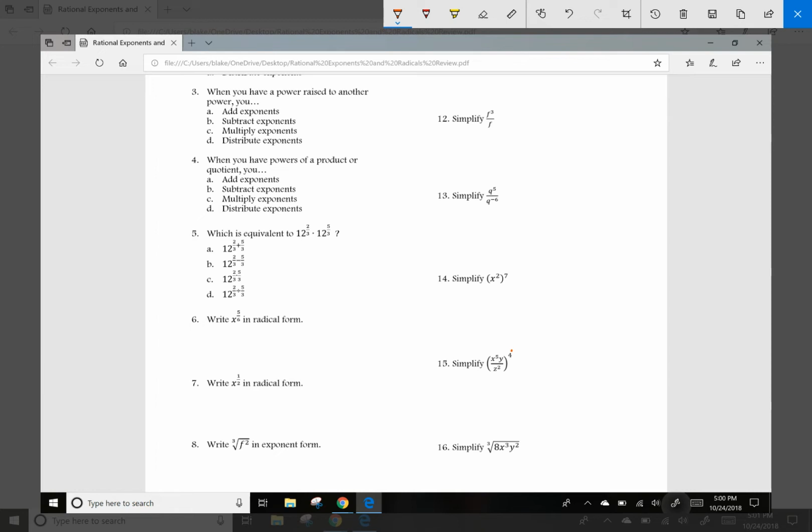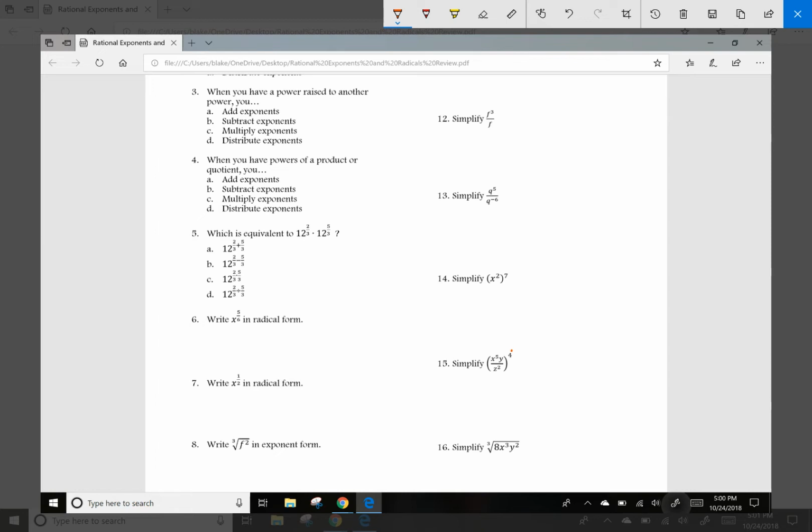In number 5, which is equivalent to what you're seeing here, notice the property that you use. Here you're multiplying powers, which means when you multiply powers, you add the exponents. So the only option that says add is A. It might be hard to read, but in D, that's a division sign, not a plus sign. They can look very similar given that it's that small.